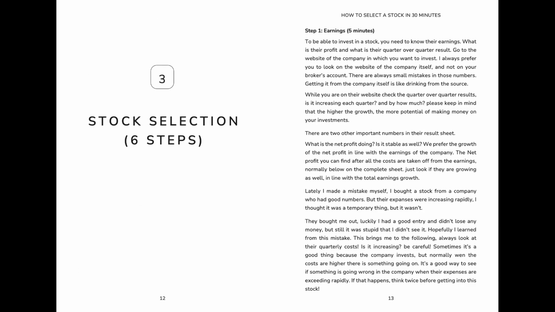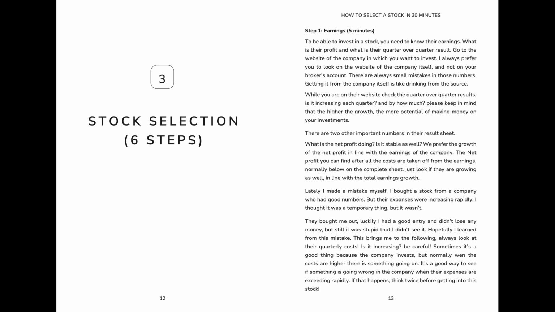Stock selection in 6 steps. Step 1. Earnings. 5 minutes. To be able to invest in a stock, you need to know their earnings. What is their profit and what is their quarter-over-quarter result? Go to the website of the company in which you want to invest. I always prefer you to look on the website of the company itself and not on your broker's account. There are always small mistakes in those numbers. Getting it from the company itself is like drinking from the source.